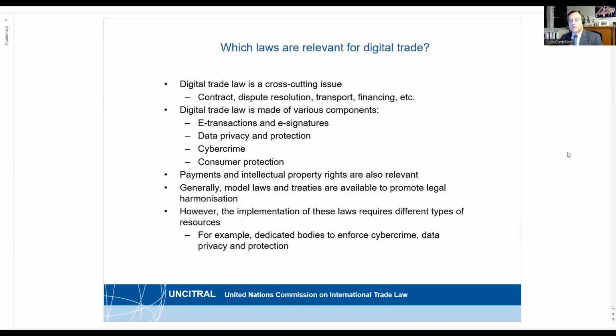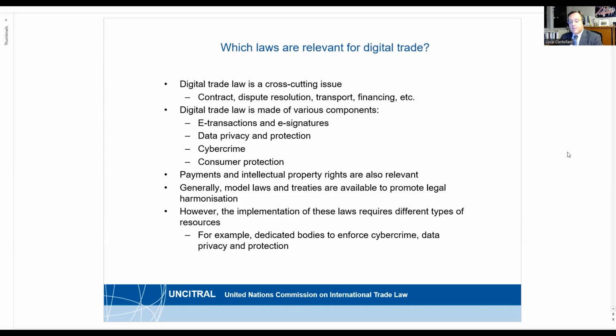Digital trade law is a very broad field, but of course it is relevant for a number of existing legal branches. For instance, for contracts, dispute resolution, but it is also relevant for specific fields such as transport, banking and finance, and so forth. So on the one hand, we have digital trade law as a cross-cutting issue. On the other hand, we have digital trade law itself made of different components.